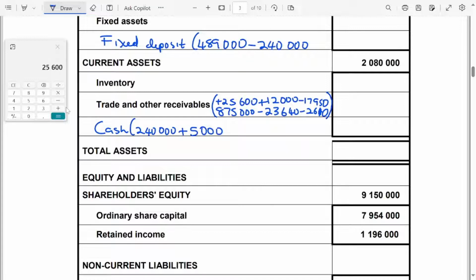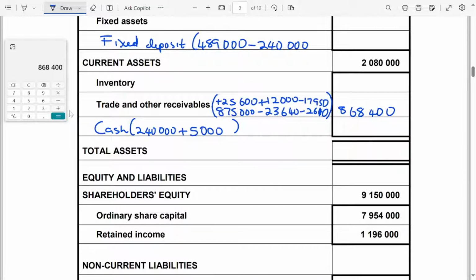Trade and other receivables: 875,000 minus 200,640 minus 2,610 plus 25,600 plus 12,000 minus 17,950. That is going to be 868,400.